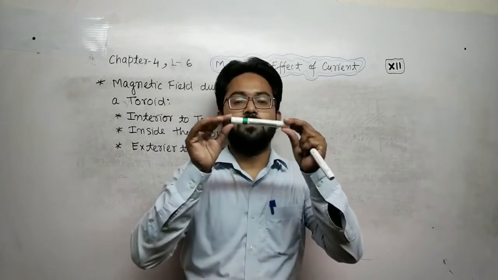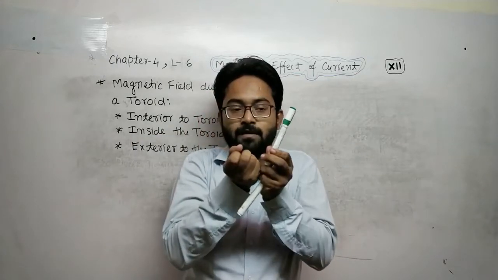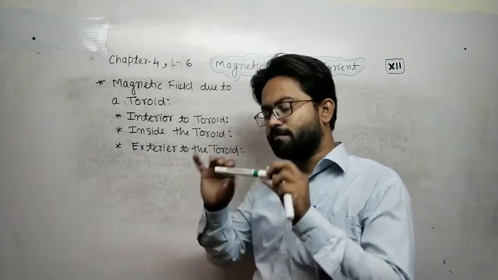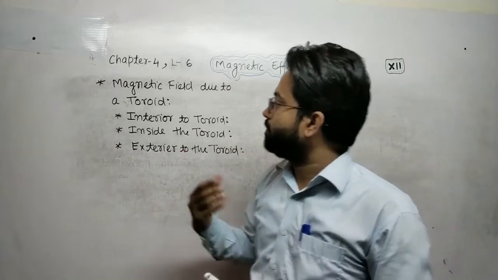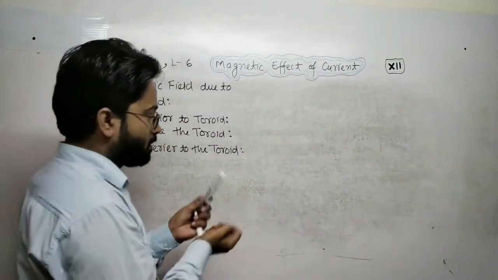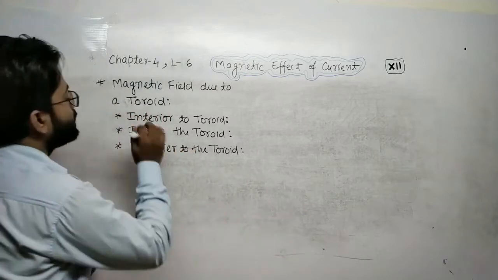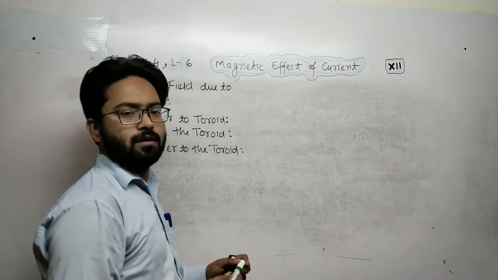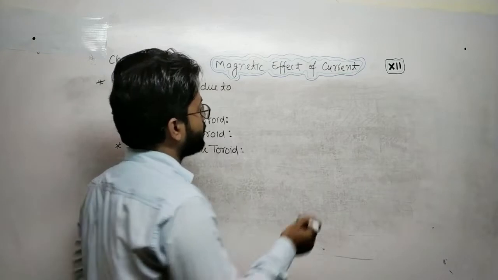Let us suppose this is the solenoid, and if you bend it in a circle, then it will become a toroid. Very simple. Just bend the solenoid into a circle. That shape you can call a toroid. You can also say an endless solenoid. I hope you are getting it.